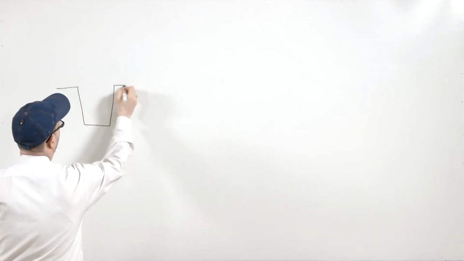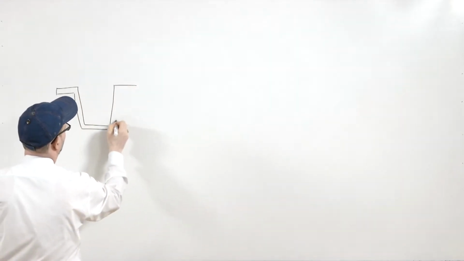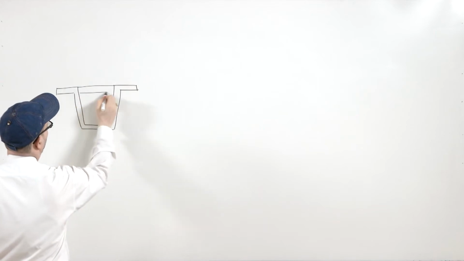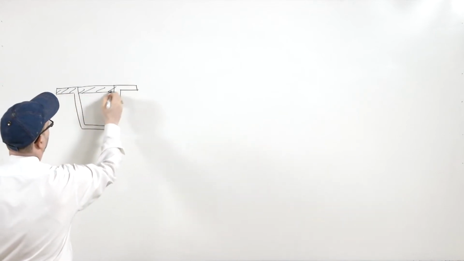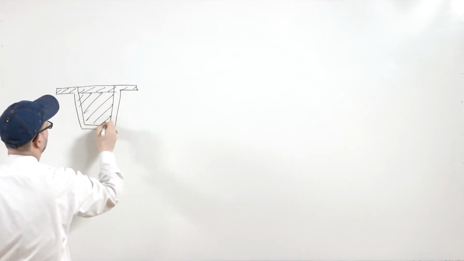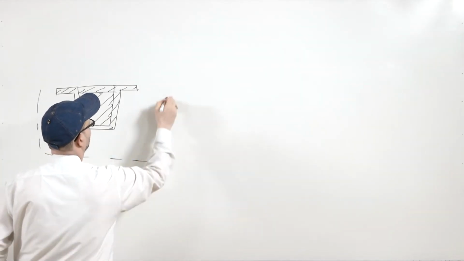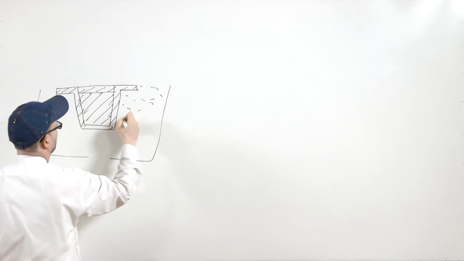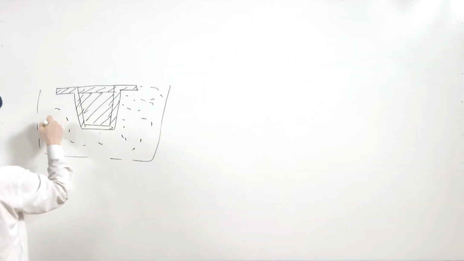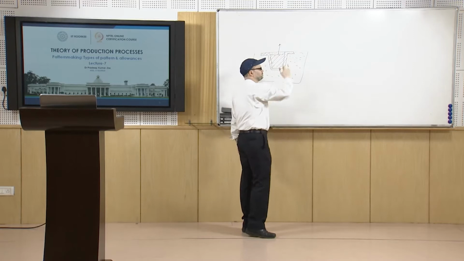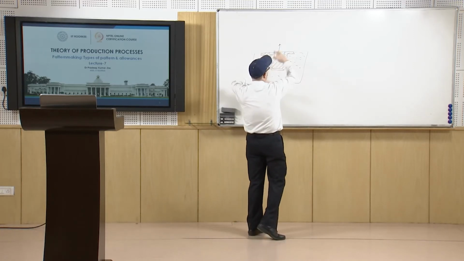So, you have the pattern, and this is basically solid. Suppose you have a pattern of this type. You can have the sand all around, and once you remove the pattern from there, you will have a cavity of this shape, and in that you can directly pour the liquid metal from the top. So, you will have a cavity of this type when you take it out.